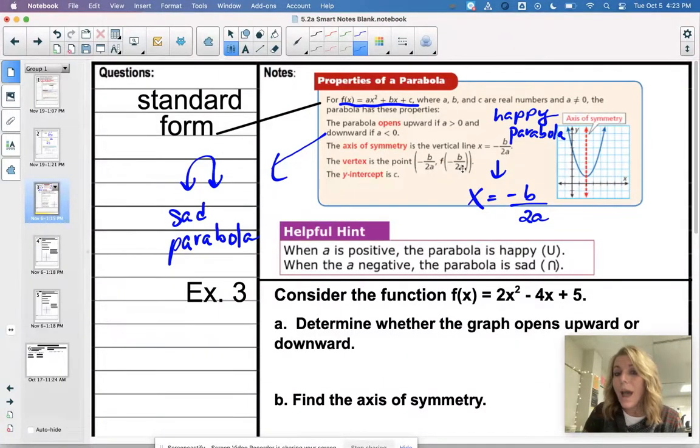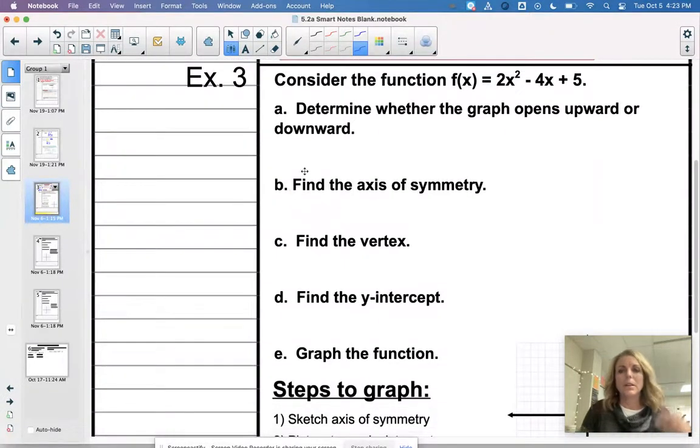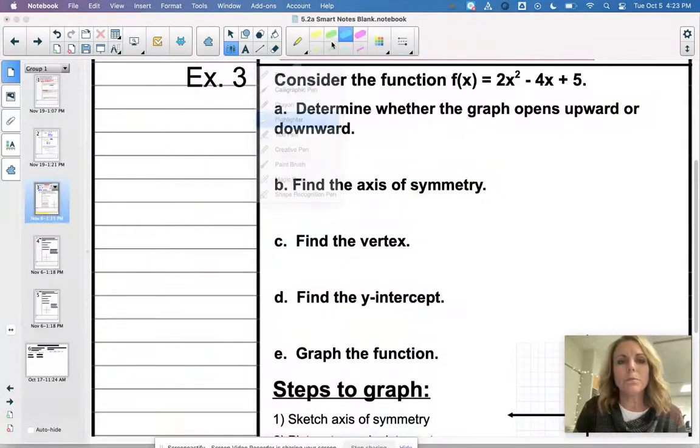How we find the y value is by plugging the x value back into the function and find the y value. Plug in the input, get the output. And then the y-intercept here is always going to be your c value. Oh, and it talks about happy and sad parabolas. So let's look at example 3. Consider the function. So this function is in standard form. And we're going to answer a bunch of questions here.